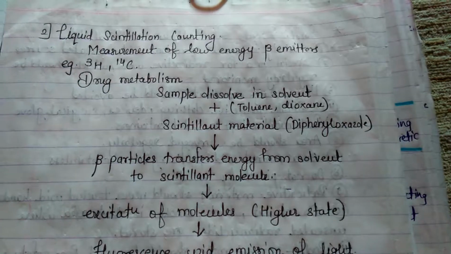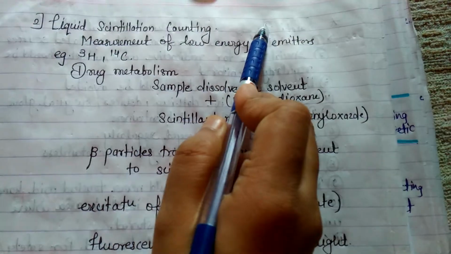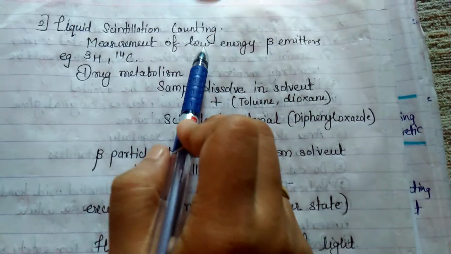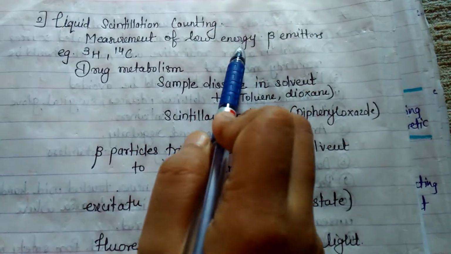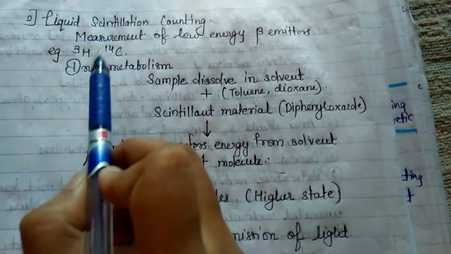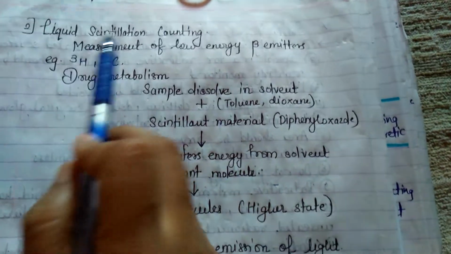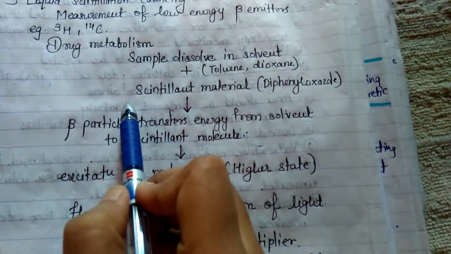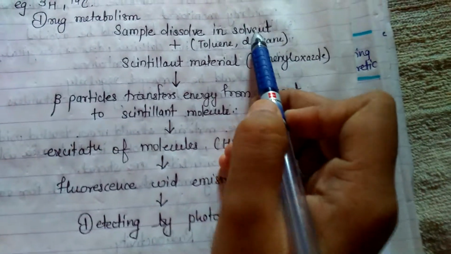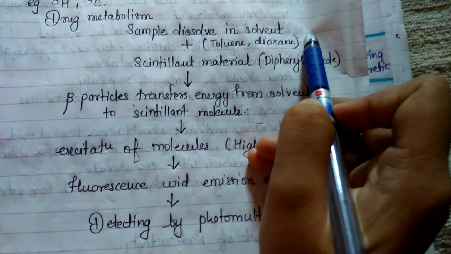Next method is liquid scintillation counting. This method is used for measuring the efficiency of ionizing radiation emitted by low energy beta emitters. Examples are isotopes of hydrogen and isotopes of carbon. Drug metabolism studies are also carried out by the principle of liquid scintillation counting. What will be the procedure? First we have to dissolve our sample in a solvent. The solvent we take is toluene or dioxane. Here we are not using water as a solvent.